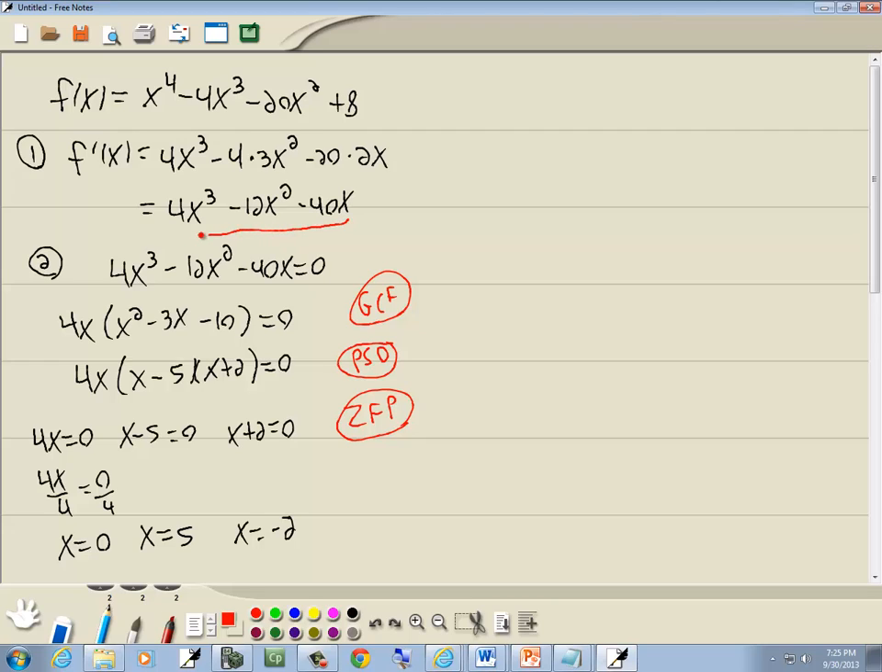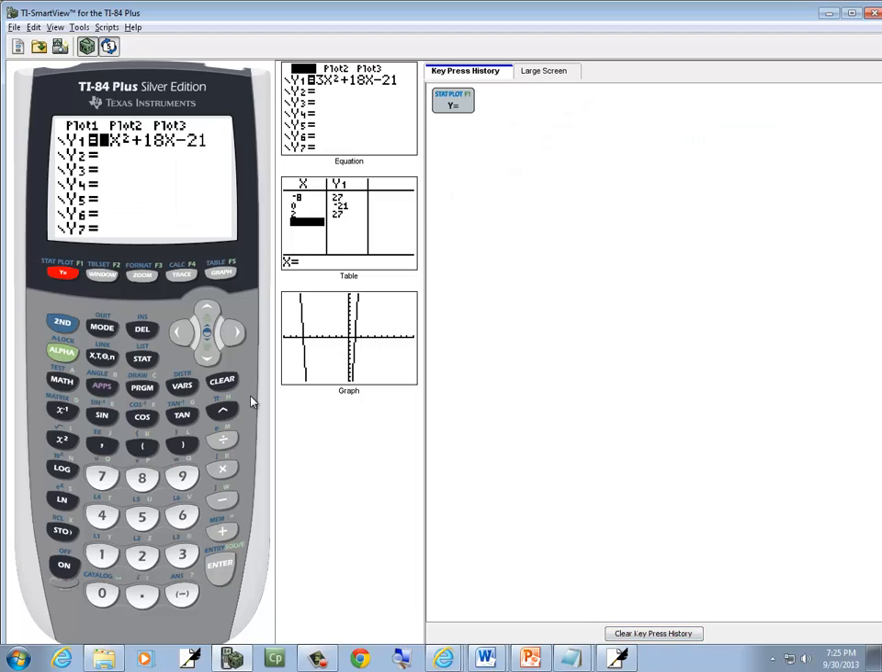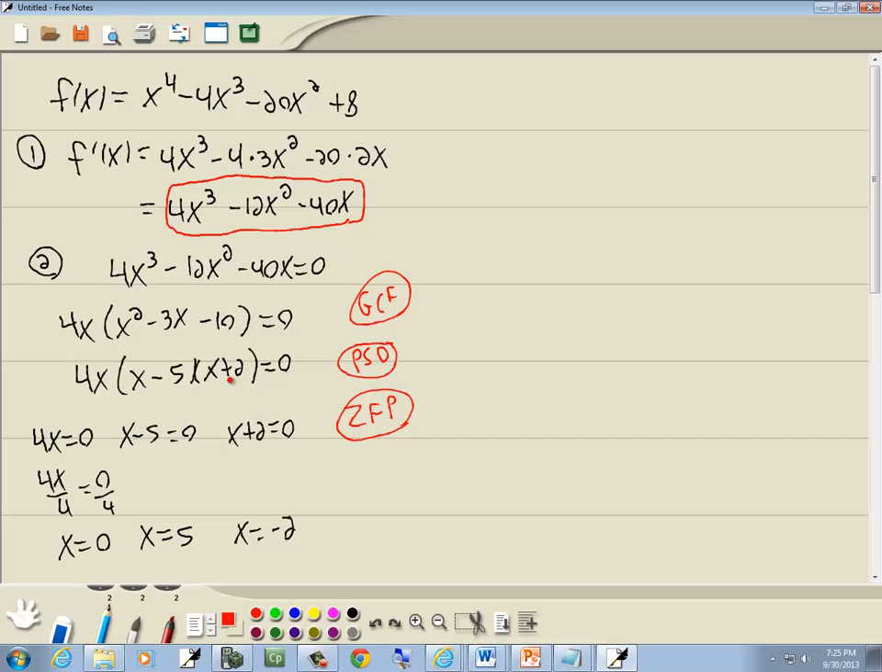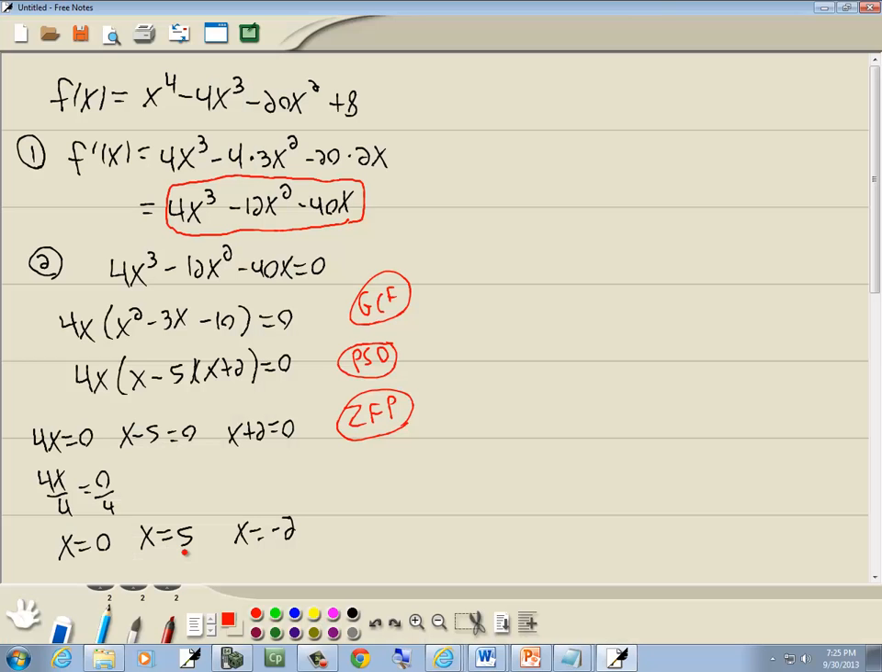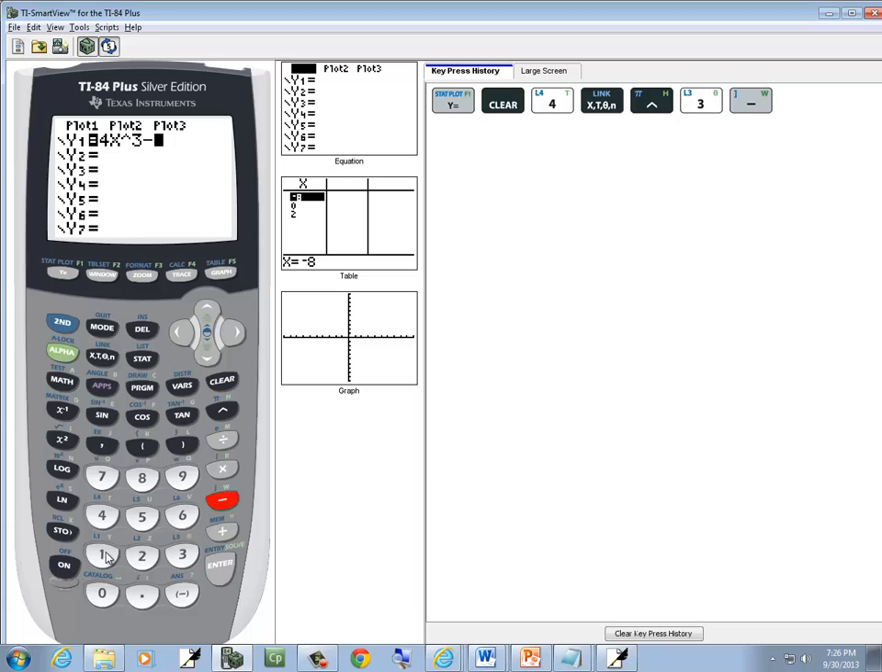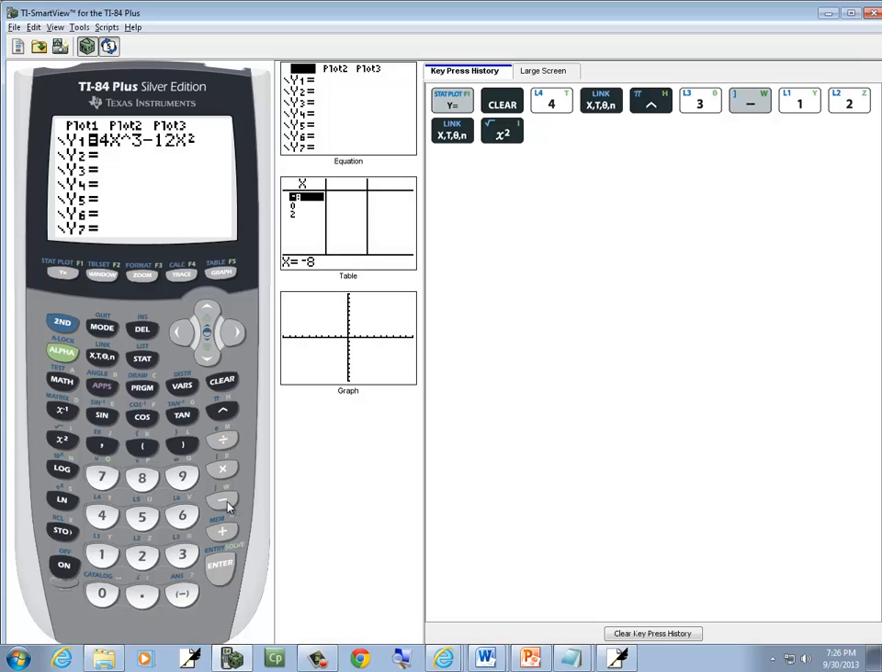Now here's our derivative, so let's go ahead and begin by putting that in our calculator. I'm going to press my y equals, clear, and I've got 4x to the third, so 4x caret 3, minus 12x squared, minus 40x.